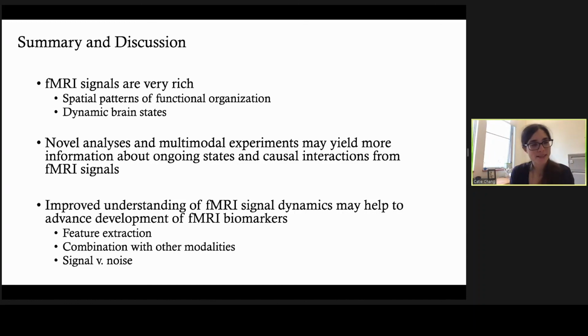As I know we'll hear more about in later talks, a large portion of fMRI signals can be artifacts driven by factors like head motion, and how to best address those is an area of continuing work. There's also an evolving perspective on what part of that signal is noise and what is actual valuable signal. I think that parts of the signal that the field once considered to be noise are now recognized as carrying valuable information.